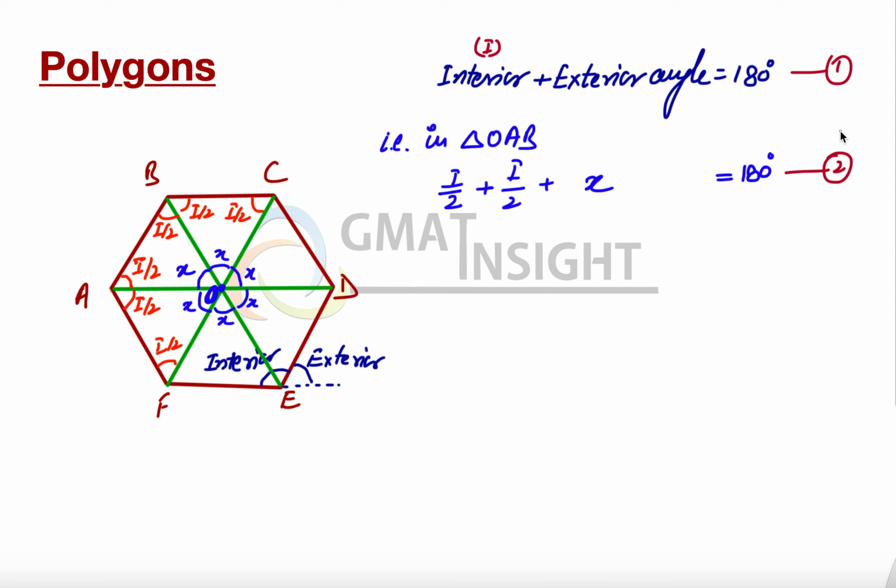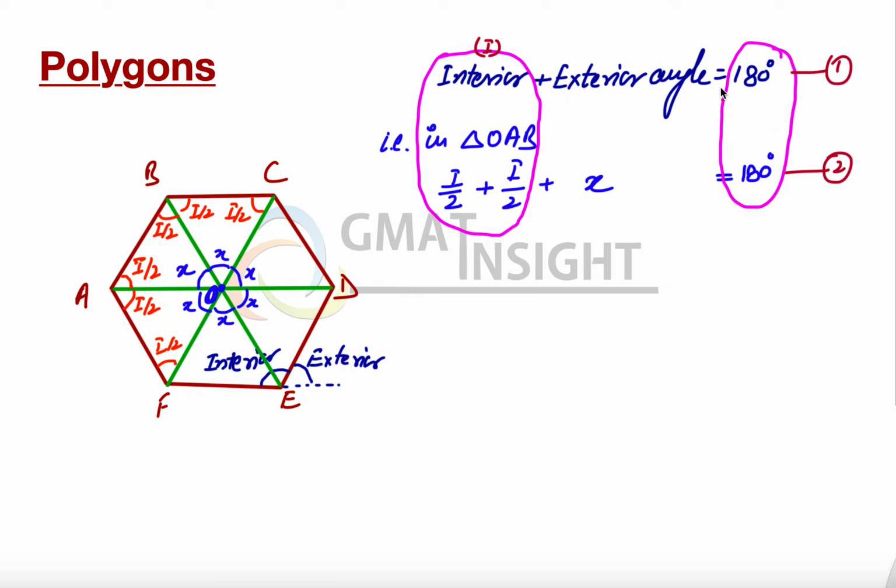Now the comparison is really very important. The moment we start comparing these two, we see that this I by 2 plus I by 2 together will make equal to one interior angle. And similarly, these 180 are equal on the other side. So these are the few observations that we already have.